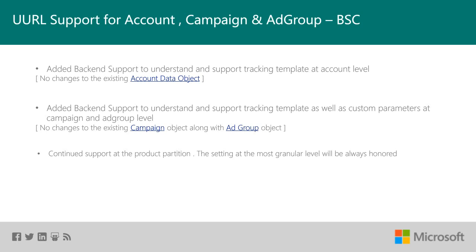So with this release, we've launched support at the account level, as well as the campaign and ad group level. So in case anybody has any tracking templates set at the account level, please go back and check. If you don't have anything set at the product group level, we will inherit the settings from the account level as well as the campaign level. So the existing data objects are not changing. It's just that we have added the backend support so that these are supported on Bing Shopping Campaigns. If you have something set at the product group level, the most granular setting will always take precedence.